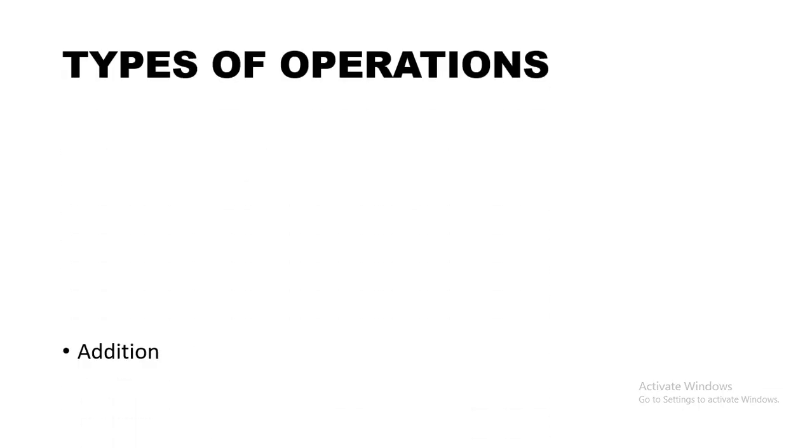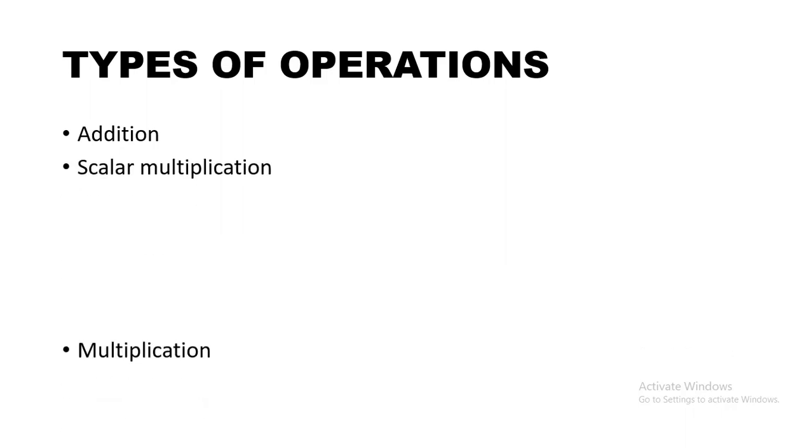So first of all, we need to know what types of operation a matrix has. It has addition, scalar multiplication and multiplication. These are the three types of operation that we're going to discuss in this part. So let's get started. The first one is addition.